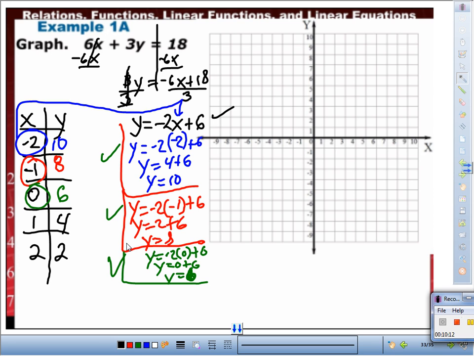Okay? So let's see. Step 1, solve for y. Step 2, fill in your input-output table. And step 3, let's graph this. Negative 2, 10; negative 1, 8; 0, 6; 1, 4; 2, 2. Graph your line, and the line needs to have arrows at the end. Does it have arrows at the end? Yes. Did it go through all those points? Yes. Therefore, I'm going to leave that one up there.